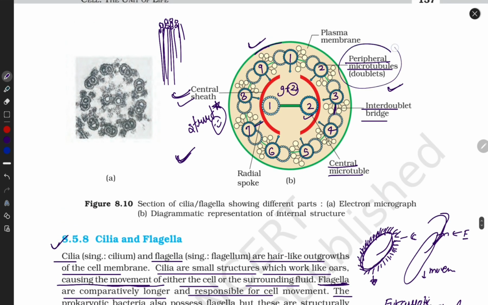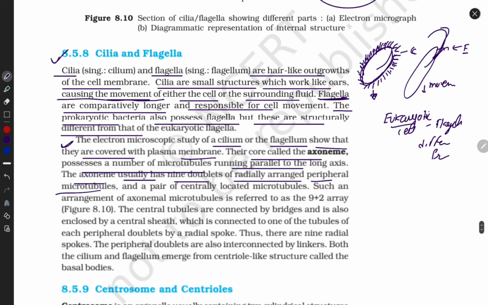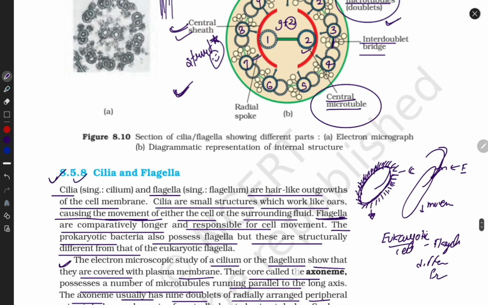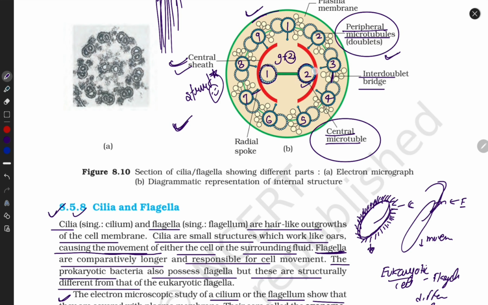What is this? This is the peripheral tubule. Some are central microtubules. Okay. They are present in a 9+2 arrangement. Look at here. The central tubules are connected by a bridge and also enclosed by the central sheath. These central microtubules are protected by the central sheath.